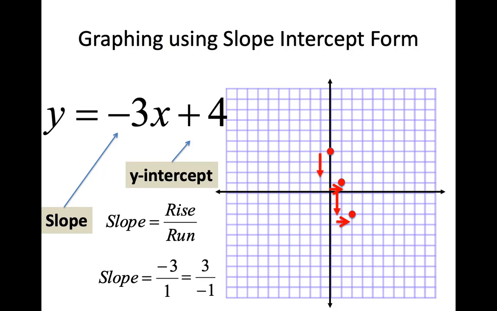But if we went in the other direction, it would be up 3 and left 1, because the opposite of -3 is 3 and the opposite of 1 is -1. This is still -3. We just do it in the opposite direction. There you go. Done.